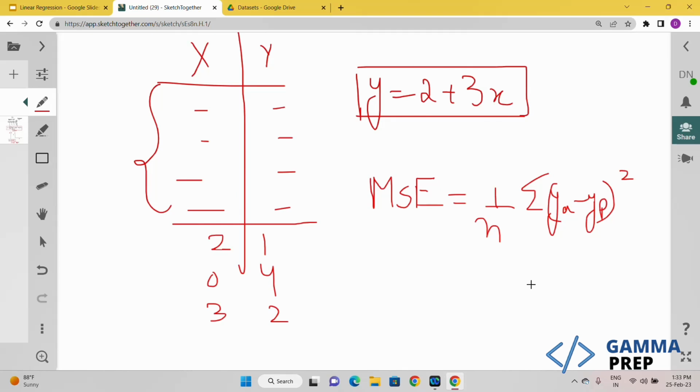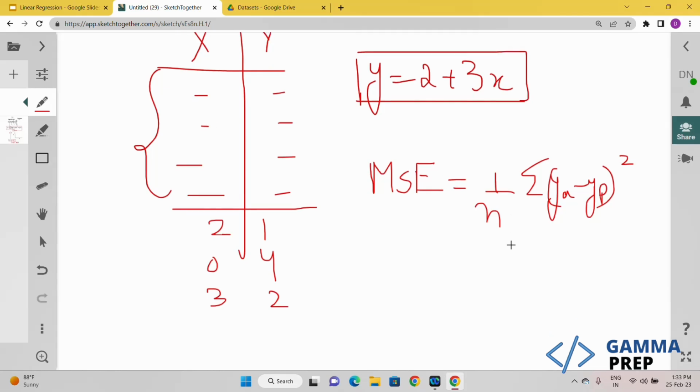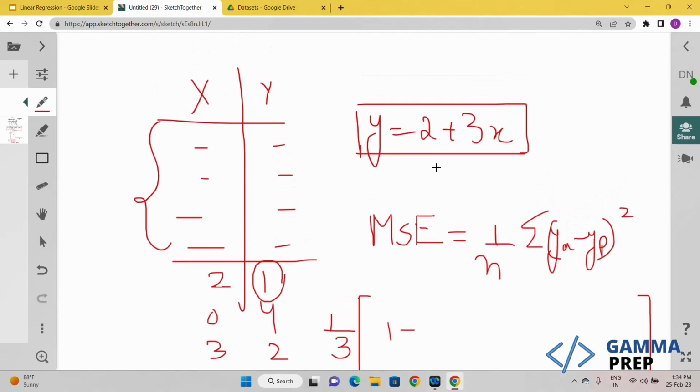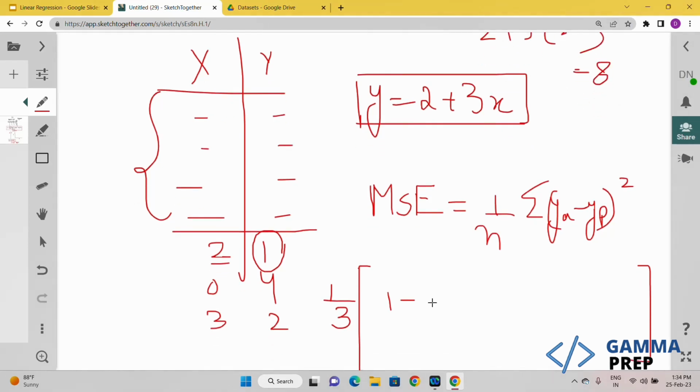So for the first point, what is y actual? For this testing point, the y actual is 1, right? The number of testing points we have is 3. What will be the y predicted? How are you going to figure out y predicted? Substitute 2 in place of x. So 2 plus 3x, which is going to be 8. So the prediction for this point is going to be 8.